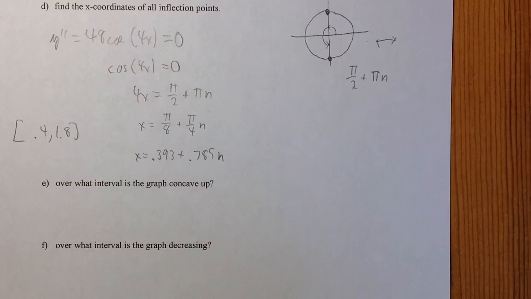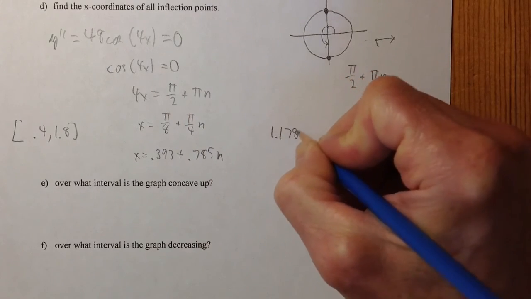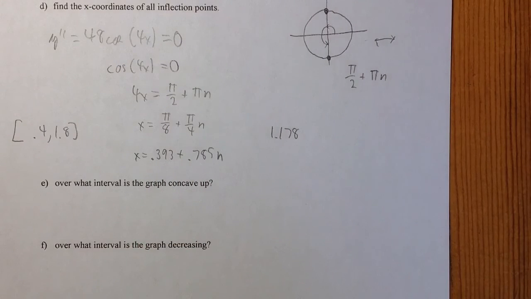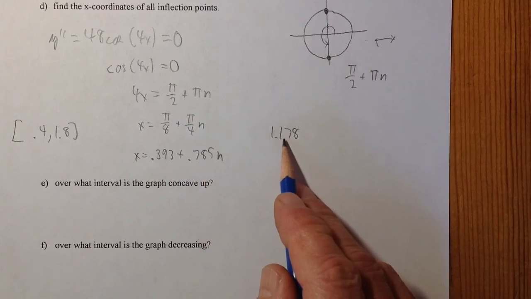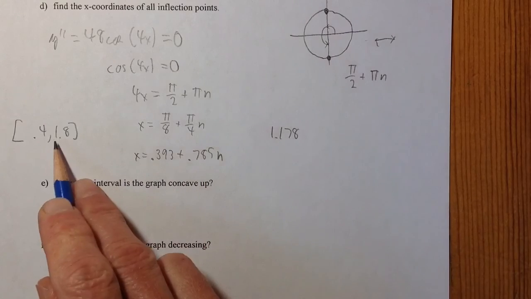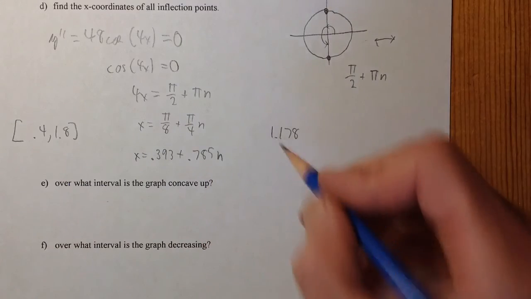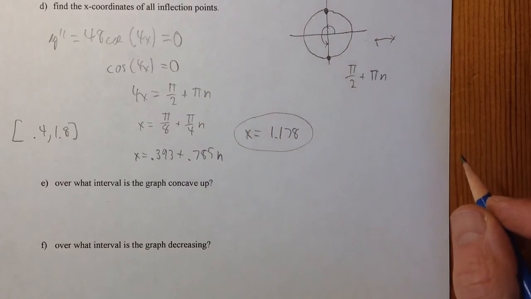So we'll do that. What's that one? So 0.393, and I get 1.178. So 1.178 works. That's 0.393 plus 0.785. Let me check that again. Yep, that's right. So how about if we add another 0.785 to that? Well, that will clearly not work because that'll be bigger than 1.8, because 0.7 plus 1.1 is 1.8. So this is our only one. Our only inflection point in this interval is x equal 1.178.